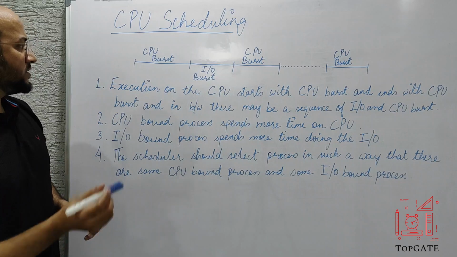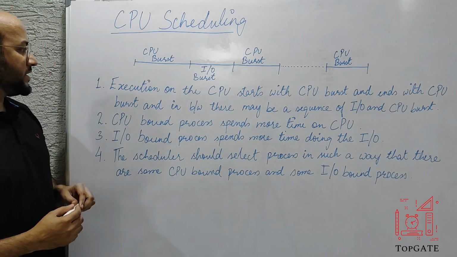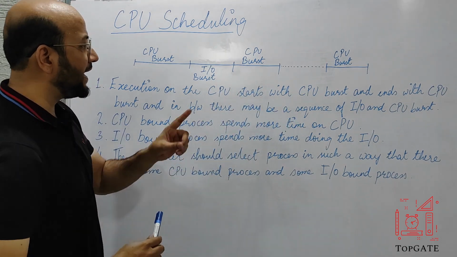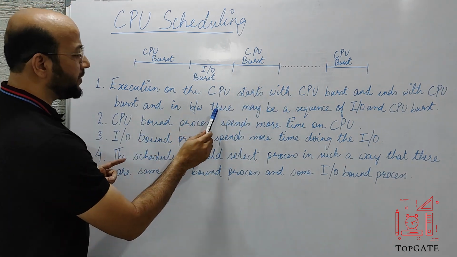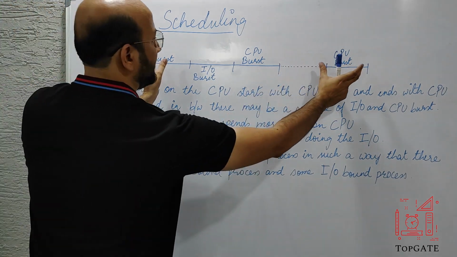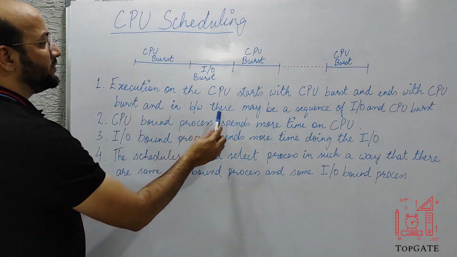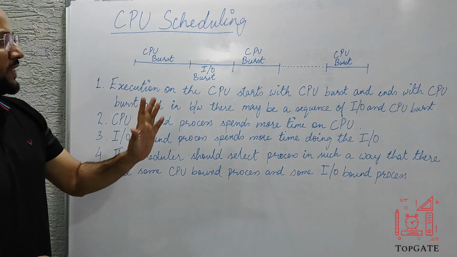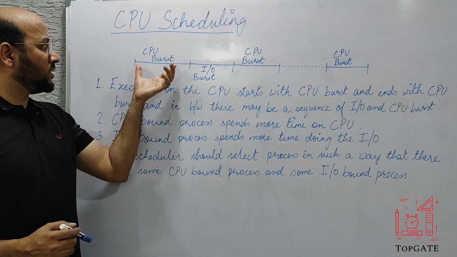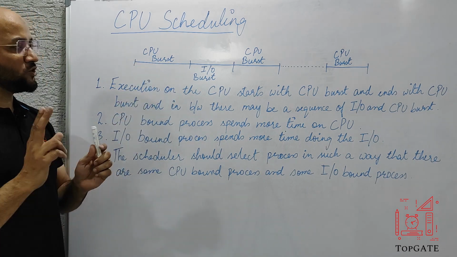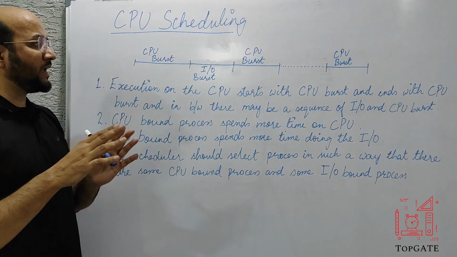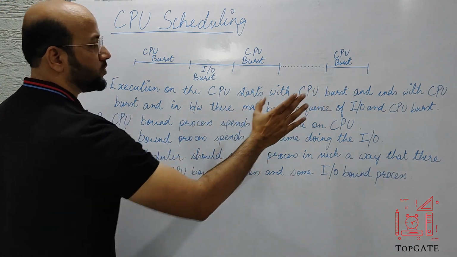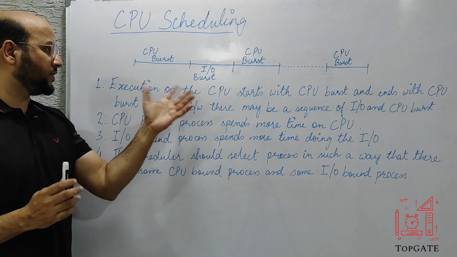So let's try to understand this point wise. The first point says that the execution on the CPU starts with a CPU burst and ends with a CPU burst, and in between there may be a sequence of input output and CPU bursts. Maybe means that after completing its work on the first CPU burst, the process has two options: either it can terminate or it can go to the input output burst. That is why I have written that there may be a sequence of input output and CPU bursts. So that is the first point.